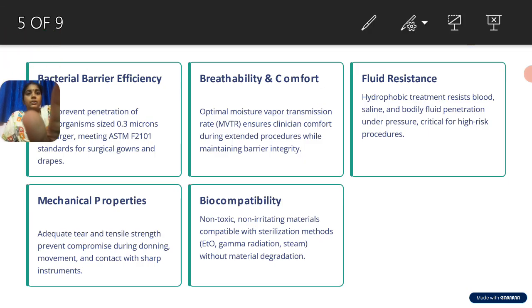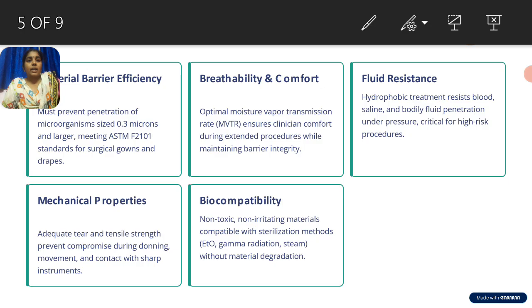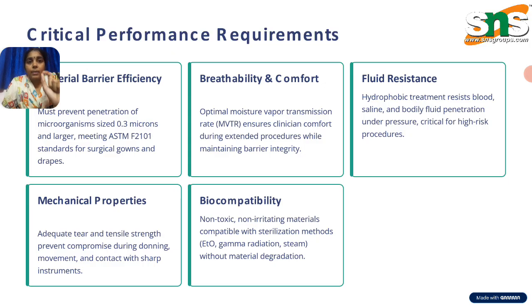Next one is bacterial barrier efficiency, breathability and comfort. Those things are the main concepts in producing those products. The product must prevent the penetration of microorganisms sized 0.3 microns and larger. And it is given with some standard values, that is the ASTM F2101 standard for surgical gowns and drapes. If we are using some products, they are given with some standard values.